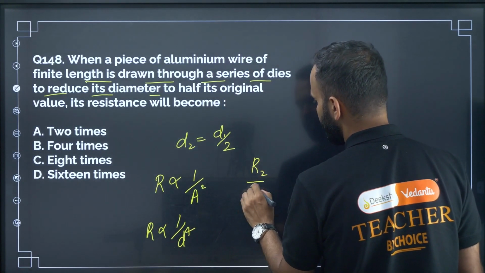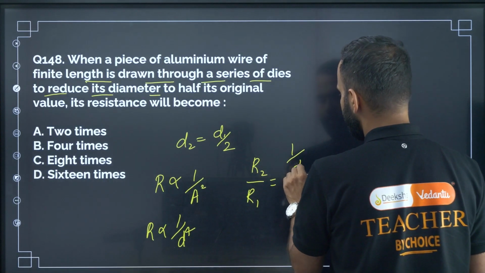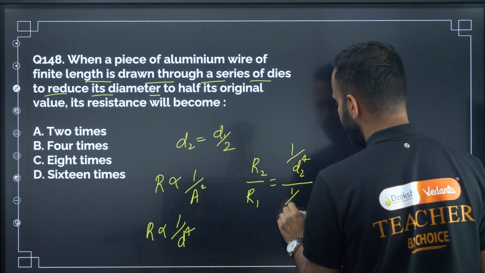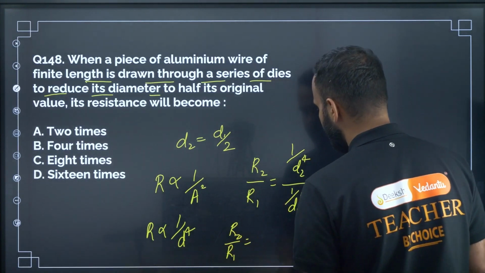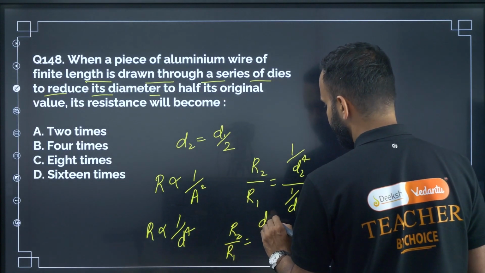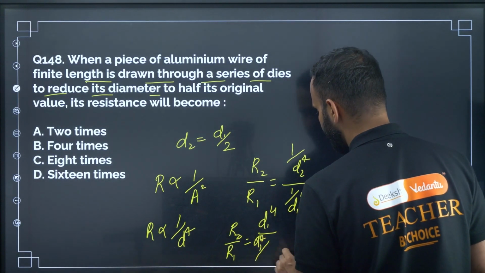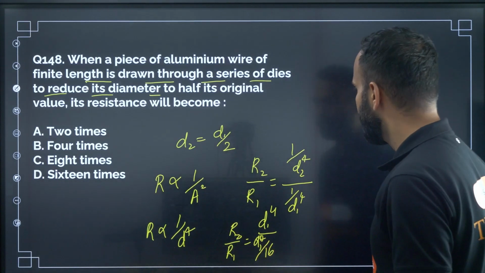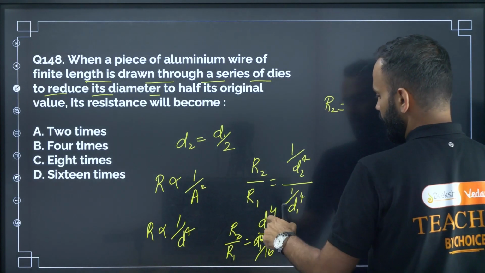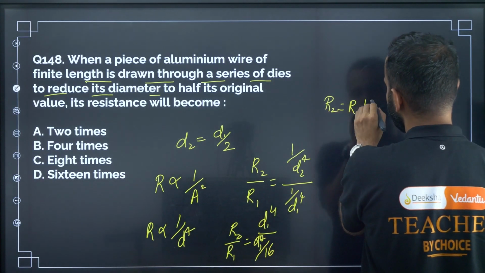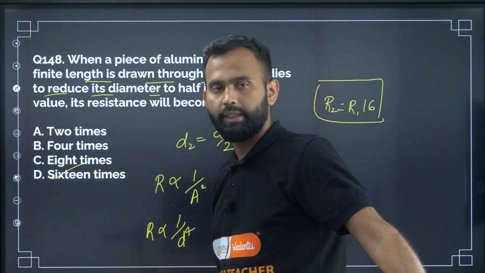Now R2 divided by R1 is equal to 1 by D2 to the power 4 divided by 1 by D1 to the power 4. So R2 by R1 is equal to D1 to the power 4 divided by D2 to the power 4, that is D1 to the power 4 divided by D1 by 2 to the power 4. 2 to the power 4 is 16, right? So R2 equals 16 times R1. So its resistance will become 16 times. So option D is the correct answer.